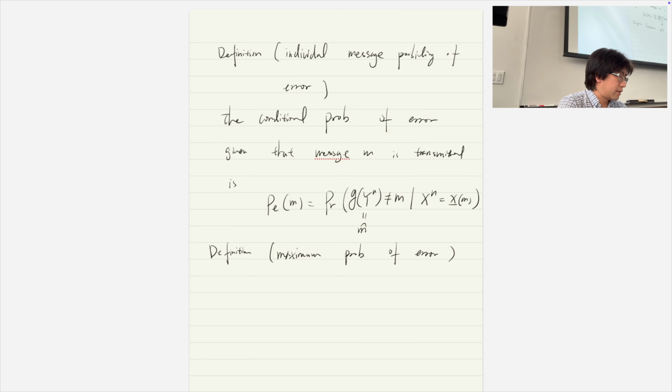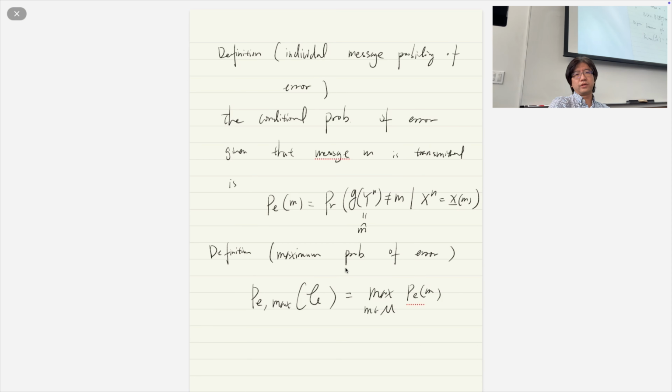The definition is as follows. It's denoted by P_e max of C, where C is a channel code. It's the maximum over all the messages of P_e, the maximum of the error. You can see that this is more strict. Let's see that later.